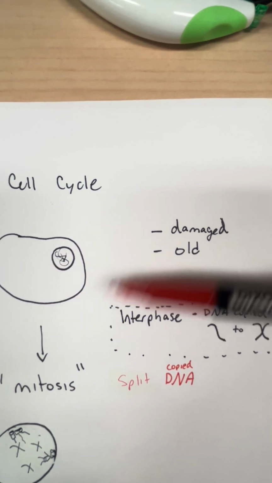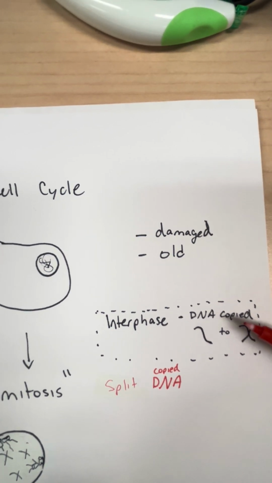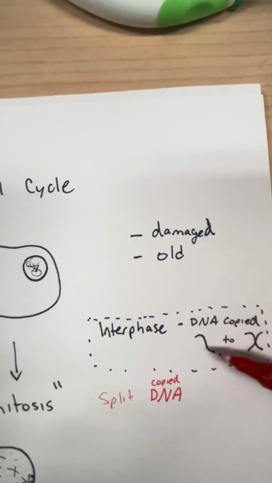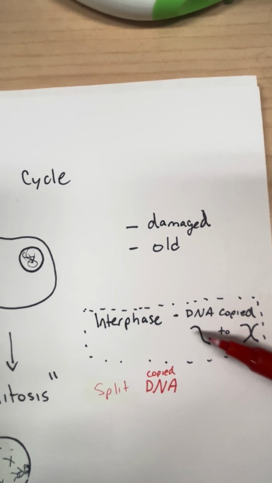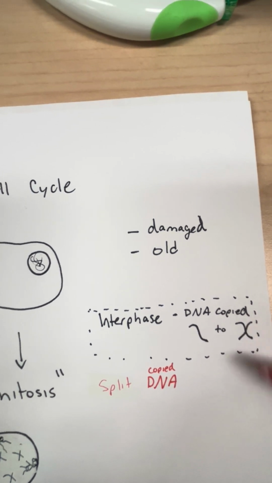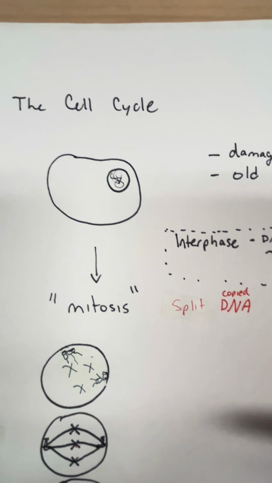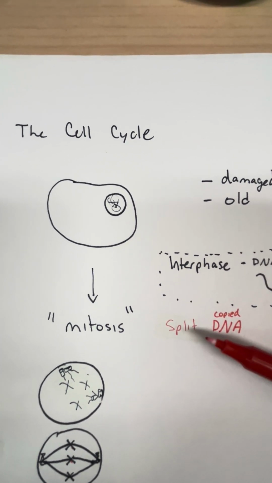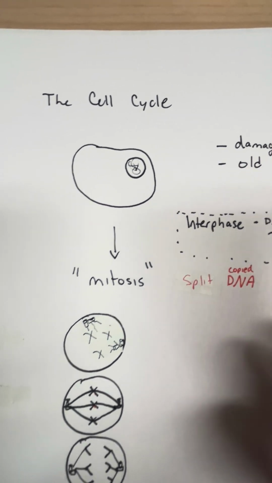This is when the cell grows and the DNA is copied. This is important because when we make new cells, we want to make sure that the DNA is identical in each cell. So the DNA might go from one strand to two strands and takes on this X shape. In the process of mitosis, which is the next phase in the cell cycle, the DNA looks to be split.